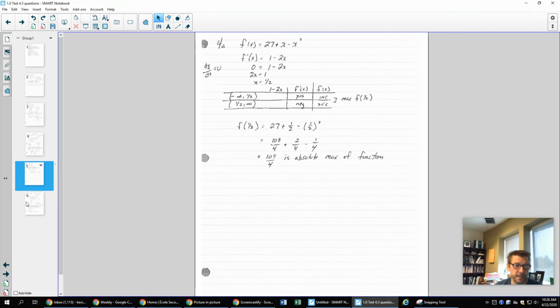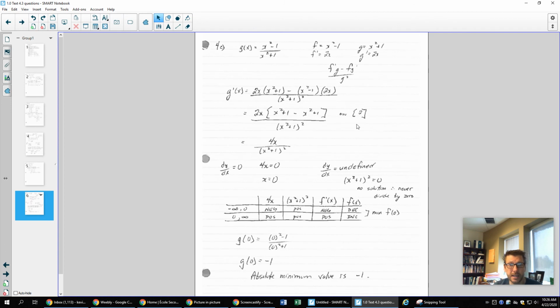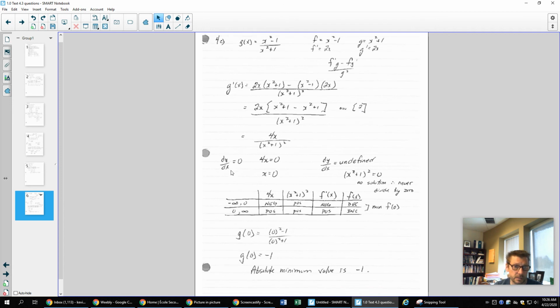And for question 4C, nice question, review the quotient rule. A little common factoring of 2x coming out. Simplify what's inside the square brackets, equals 2. 2 times 2x is 4. What makes the top equal 0? 4x equals 0. What makes the bottom equal 0? x squared plus 1, squared, equals 0. Well, x squared plus 1 will always be a positive number, and a positive number squared will never equal 0. So you don't even have to worry about any undefined values here. You only have the critical number of 0.